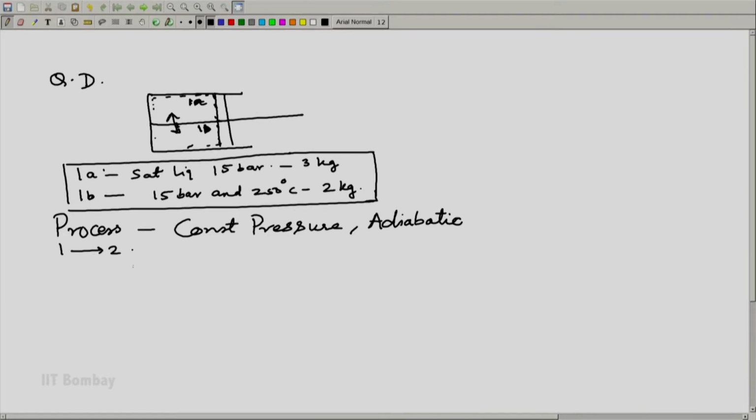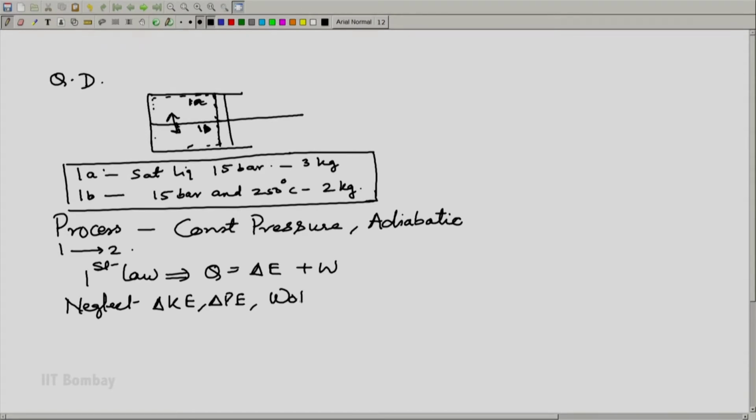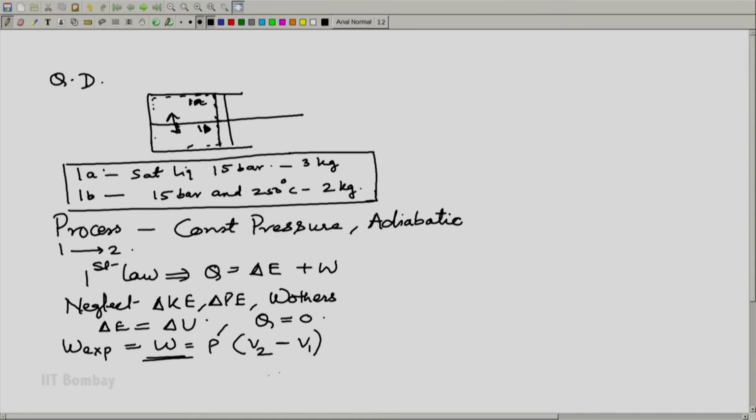Okay, now let us apply the first law. We say Q is equal to delta E plus W. If I neglect delta KE, kinetic energy, and potential energy, and also W others, and I assume that there is only expansion work, this formulation comes down to delta E is equal to delta U. Also, because this process is adiabatic, we say Q is equal to 0, and W expansion is equal to W is equal to P into V2 minus V1. This is the W now, because this is a constant pressure process.